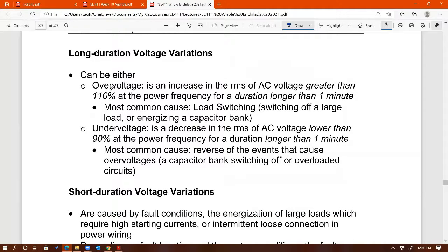Long duration voltage variations. This could be over voltage and under voltage. Over voltage is an increase in the RMS of AC voltage greater than 110%. So any voltage fluctuation greater than 110% for a duration of longer than 1 minute, that's called over voltage, right? Long duration means longer than 1 minute. Under voltage is also more than 1 minute, but the voltage is less than 90%.